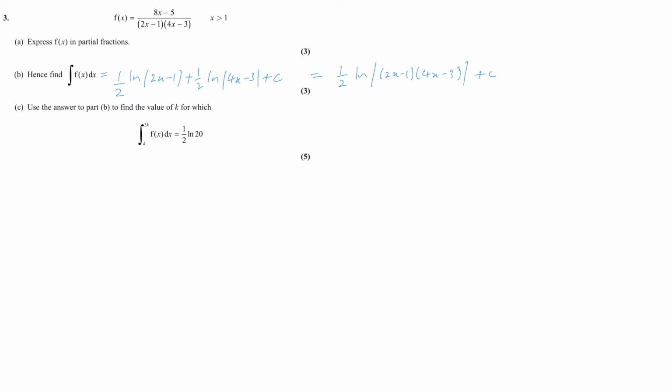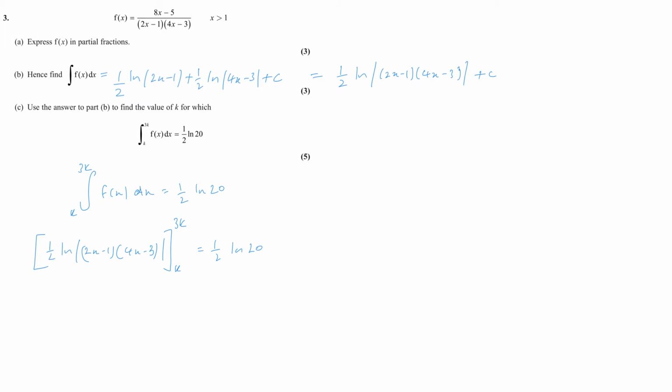Okay, because we're adding the two, same as multiplying. Now, let's move on to the actual question. So we're going to substitute 3k and k into f of x dx, and that is equal to a half ln 20. So that is a half ln 2x minus 1 times by 4x minus 3, between 3k and k, and equals a half ln 20.